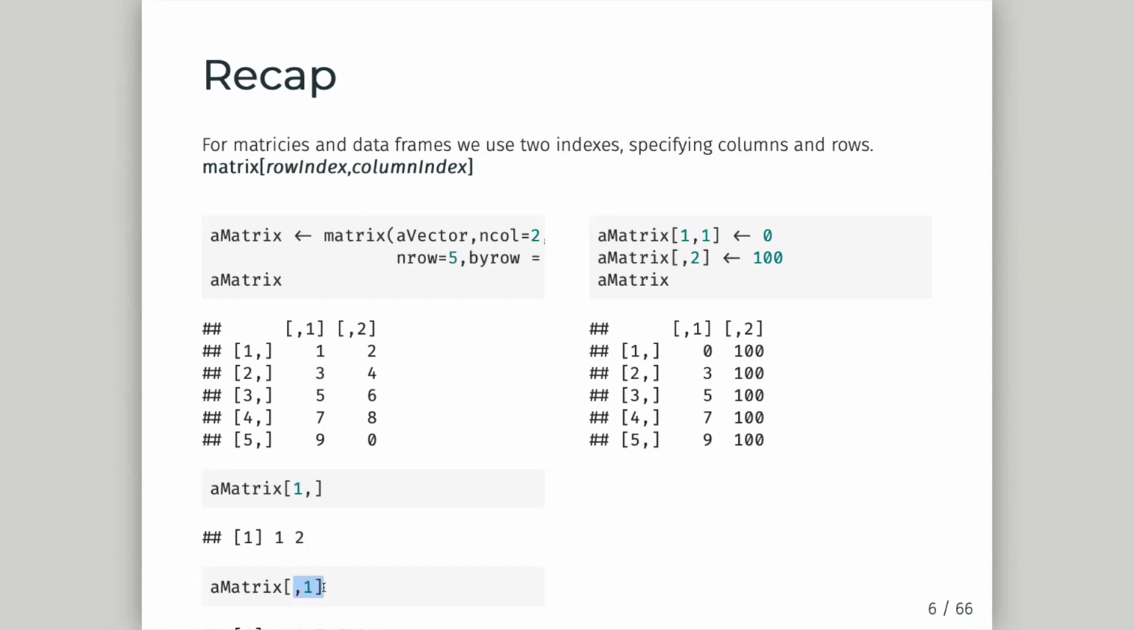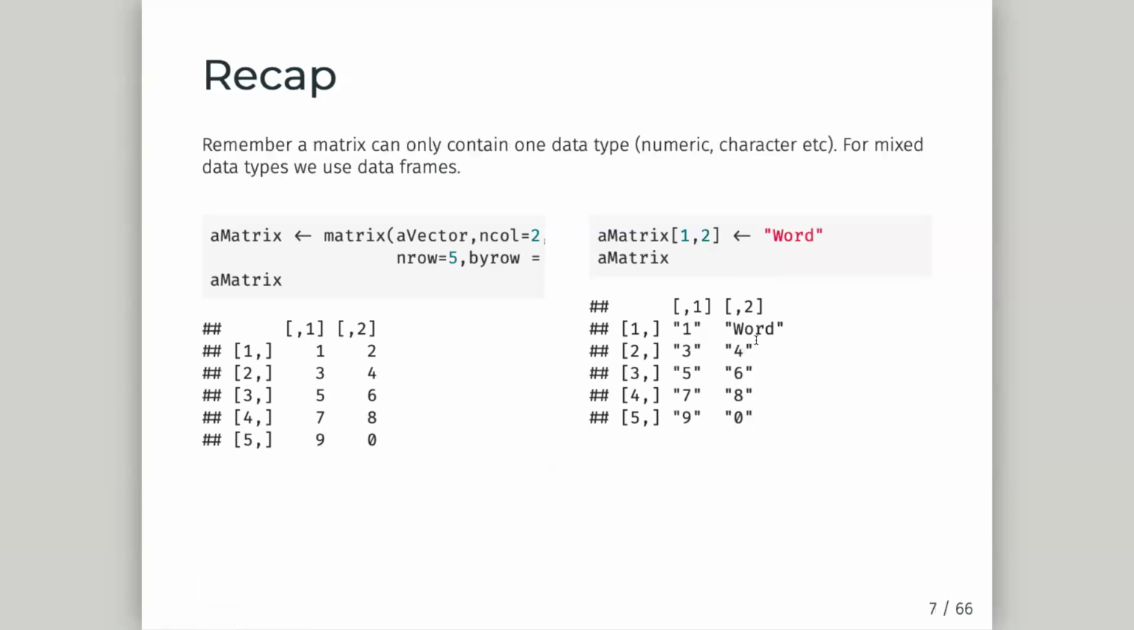Similarly, if I want to pull out the column, I can just say comma 1, and it will give me the first column. I can also do all the replacement I want as well. So I could replace the first row, first column with 0. There it goes. Or I can replace the entire second column with 100, and here I've replaced the entire second column.